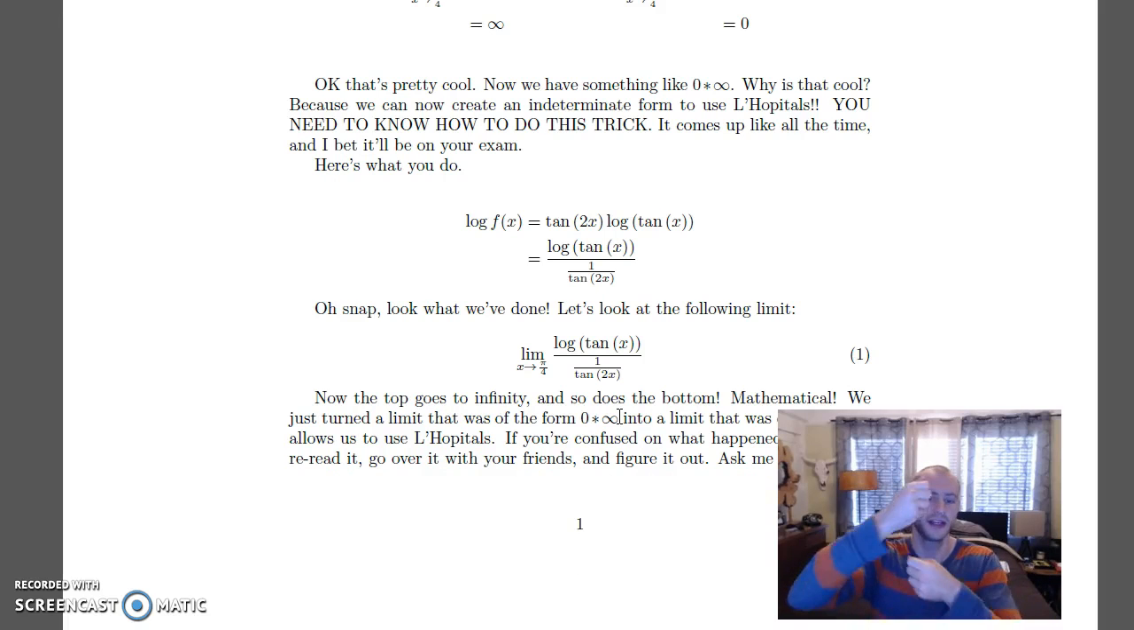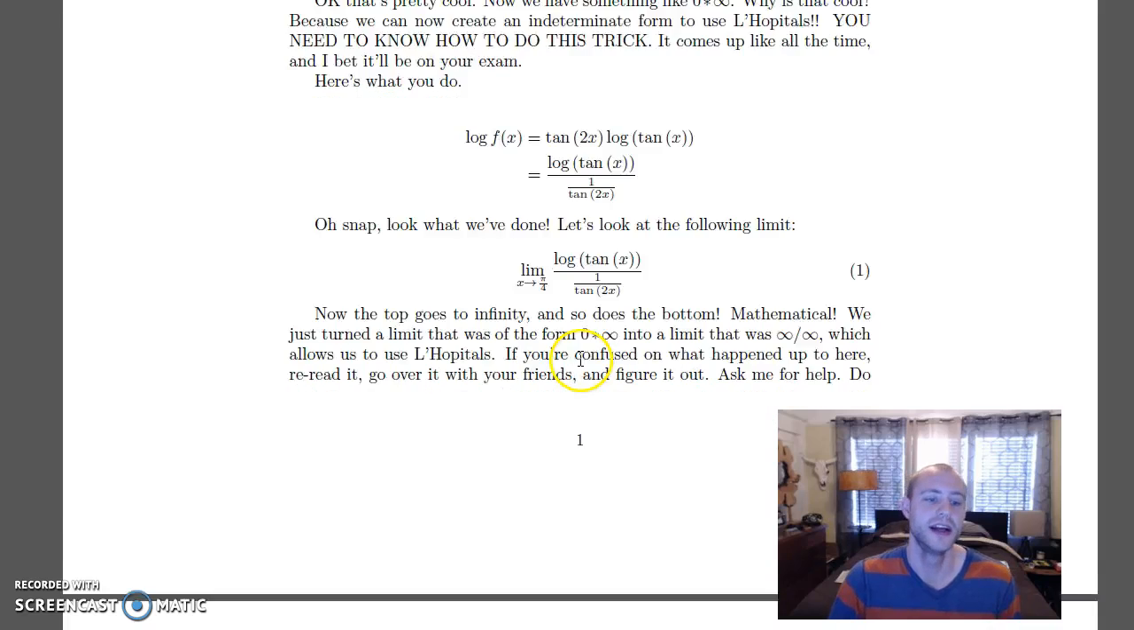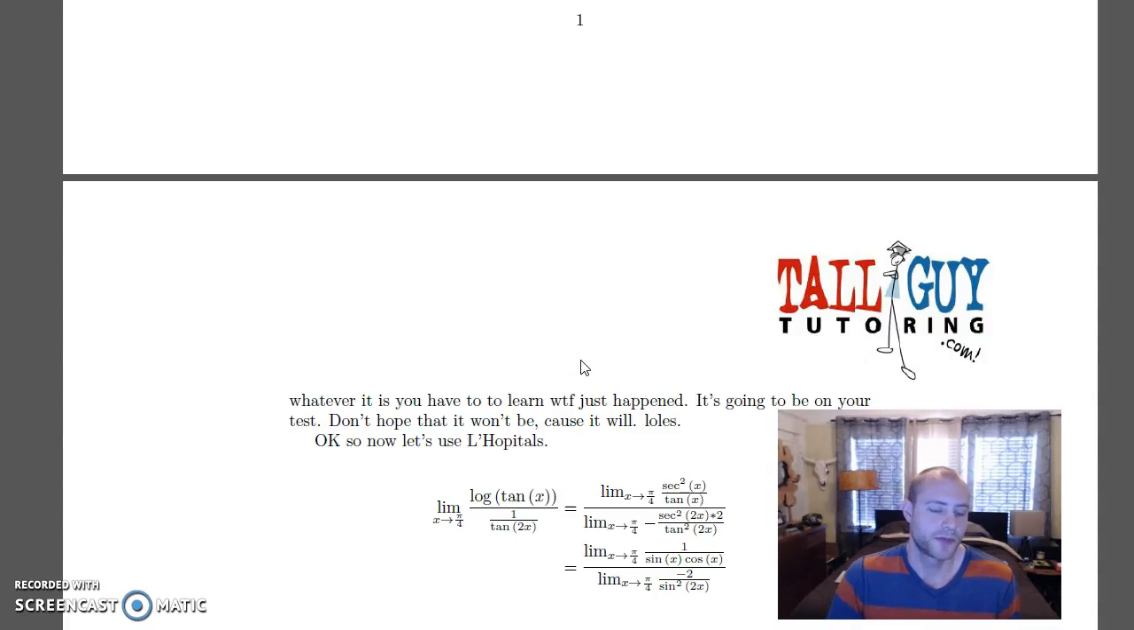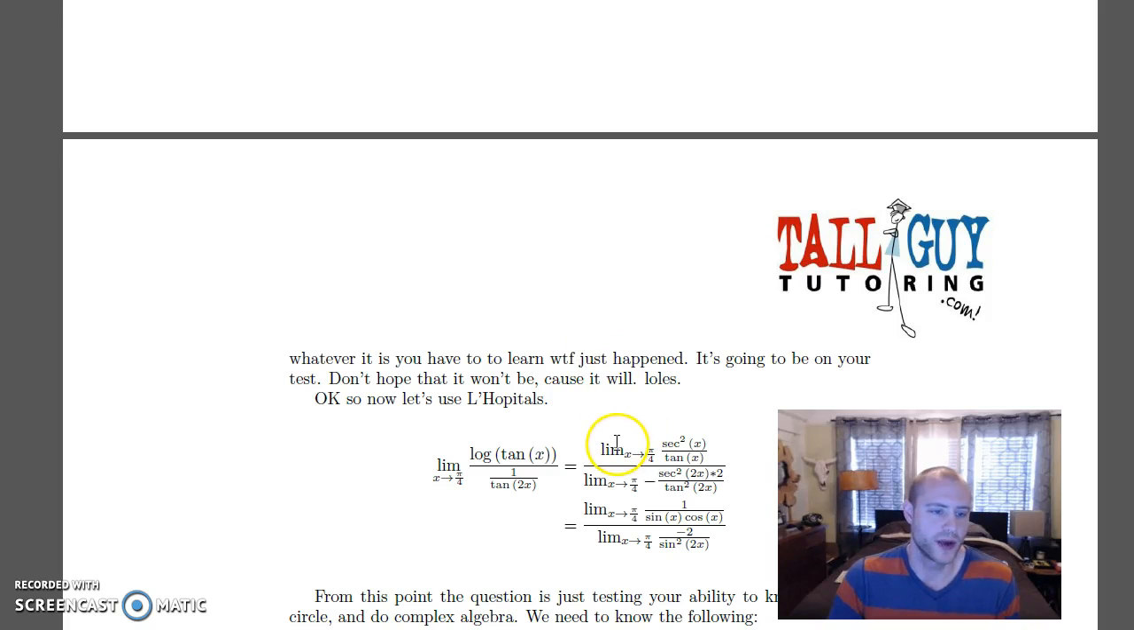Don't use quotient rule. Actually take the derivatives separately, and the limit of that original quotient is going to be equal to the limit of the derivatives, the individual derivatives of those quotients. That's what L'Hopital's rule says, and so that's what we can do. So I'll write what's going to happen there.